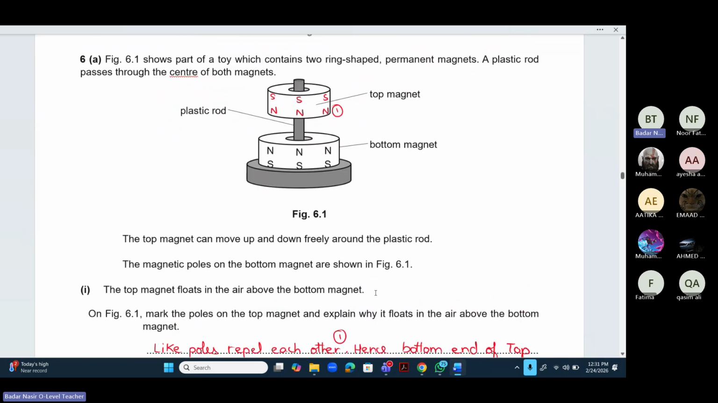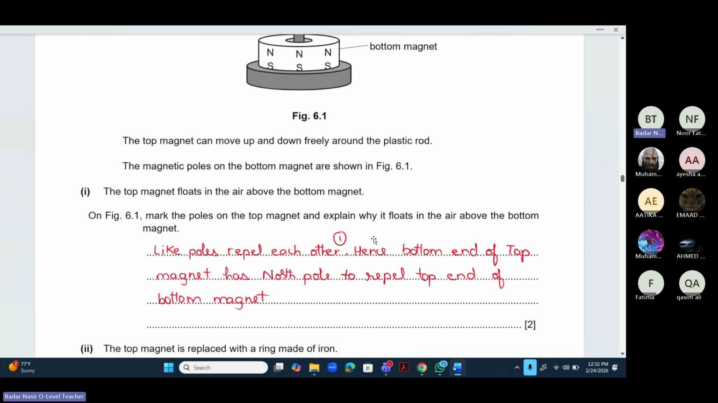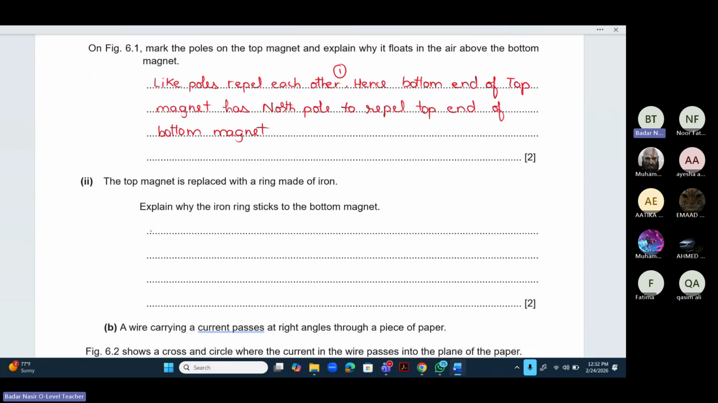Exactly. So iron is a temporary magnet और वो मैग्नेटाइज हो जाएगा, मैग्नेटिज्म उस पर इंड्यूस हो जाएगी. ठीक है? और उस पर ऑपोजिट पोल्स इंड्यूस होंगे जिसकी वजह से वो अनलाइक पोल्स अट्रैक्ट करेंगे एंड द आयरन रिंग विल बी अटैच्ड टू द बॉटम मैग्नेट. तो यस, तो अब आप क्या बताओगे?